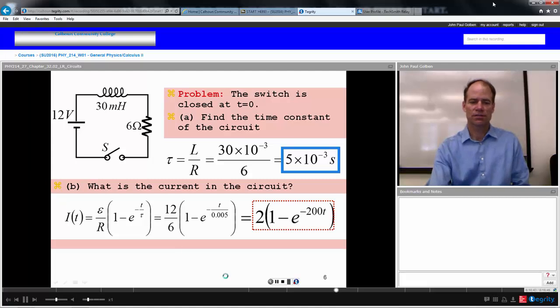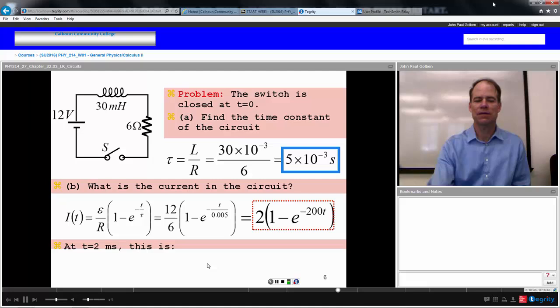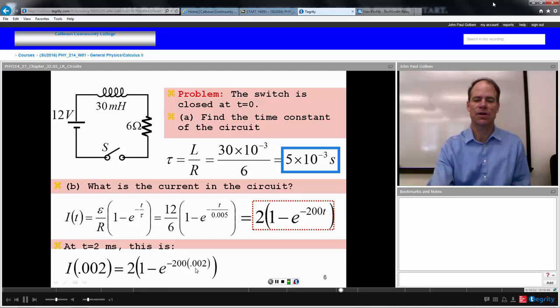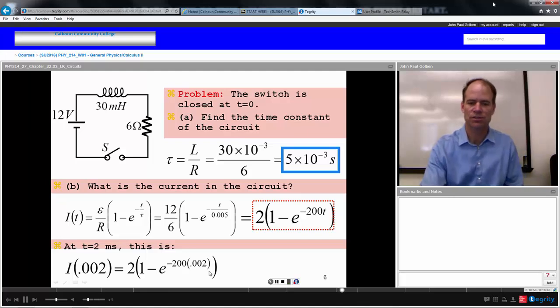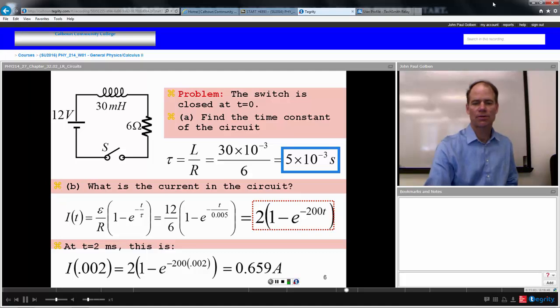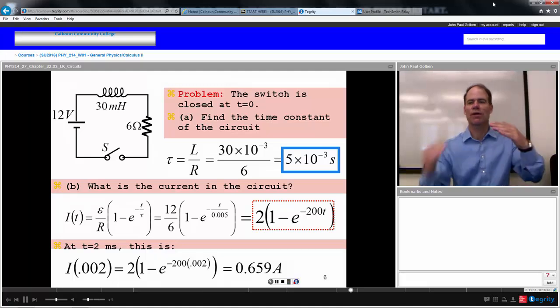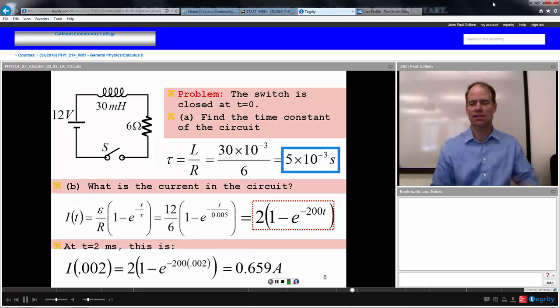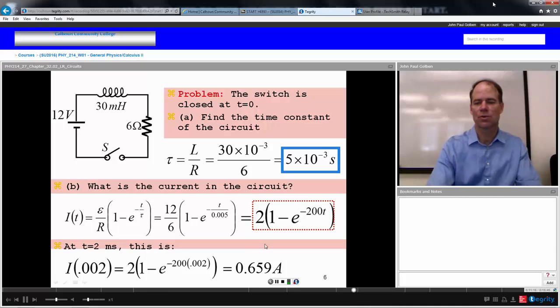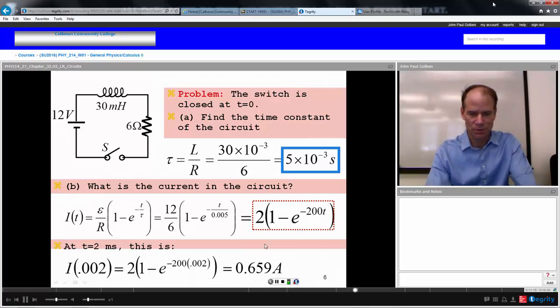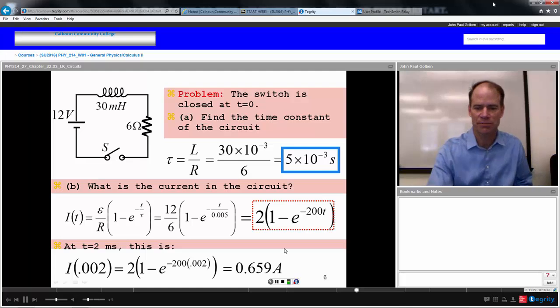So for the particular time of t equal to 2 milliseconds, the current would be equal to 2 times 1 minus e to the negative 200 times 2 milliseconds, 0.002, and that would be e to the negative 0.4, and we would get 0.659 amps for the current after 2 milliseconds. We haven't quite made it to the time constant yet. Time constant is 5 milliseconds, so we haven't made it to 63.2% of the final 2 amp current yet.